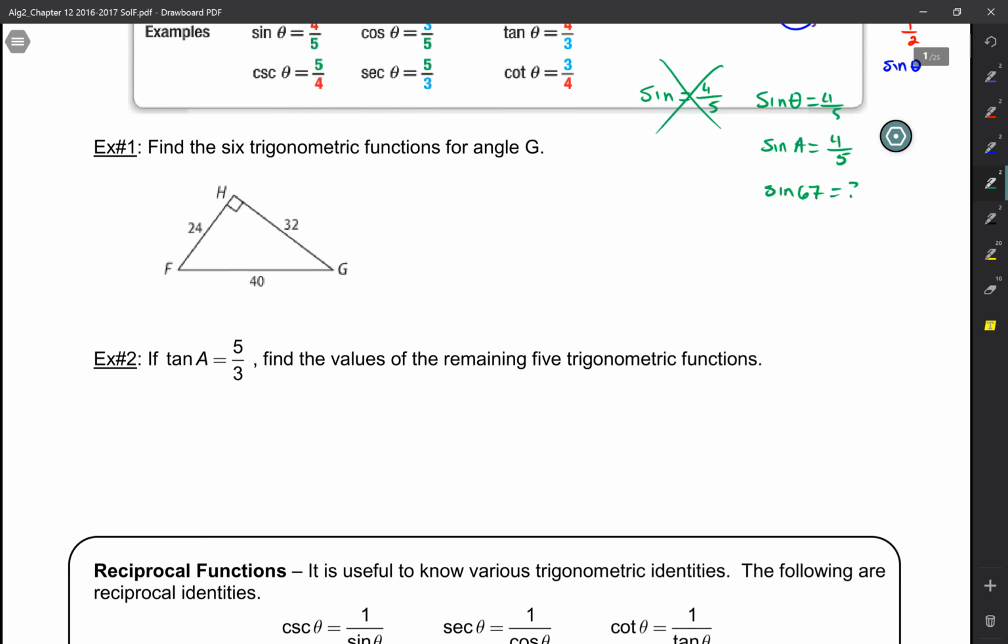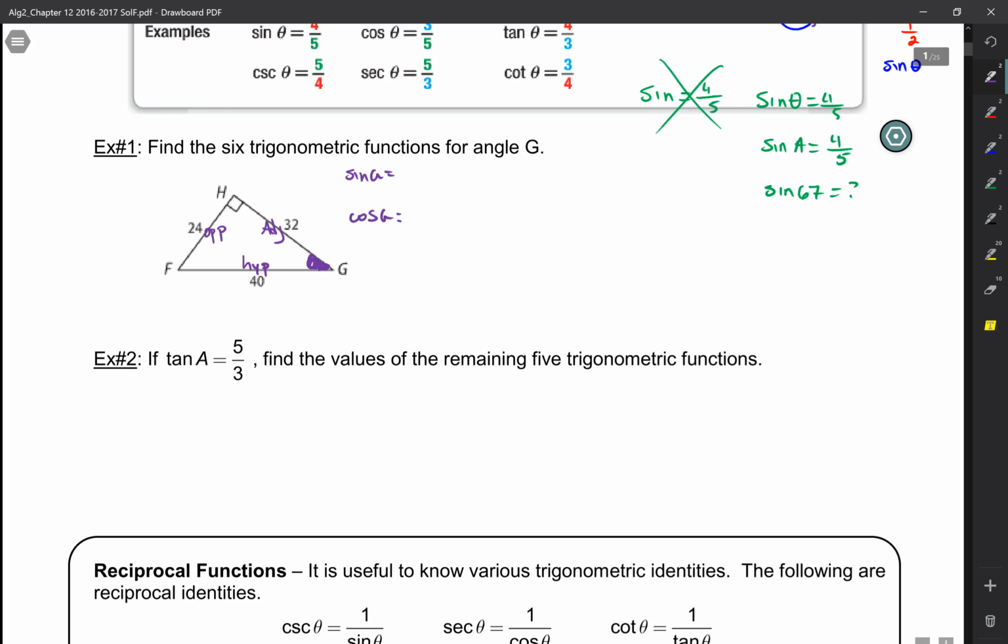So here, it says find the 6 trig functions for angle G. The first thing I do is highlight angle G. And then I want to label the opposite, the adjacent, and the hypotenuse. So I know that you know that this is the hypotenuse. And opposite is the 24. And adjacent is this one. All right. So now what I want is sine of G, cosine of G, tangent of G. And then I'm also going to get the other one.